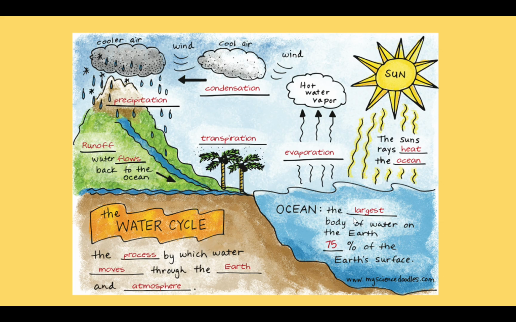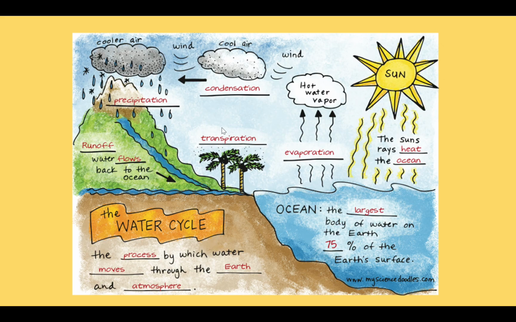So the ocean is the largest body of water on the earth. 75% of the earth's surface is composed of the ocean. The sun rays heat up the ocean, which causes evaporation. Evaporation is hot water vapor, which is then cooled down into condensation. And so wind and cool air make condensation. Cooler air then turns that condensation into precipitation, which is rain. That rain then runs off and into different rivers and different bodies of water. And so runoff water flows back into the ocean.